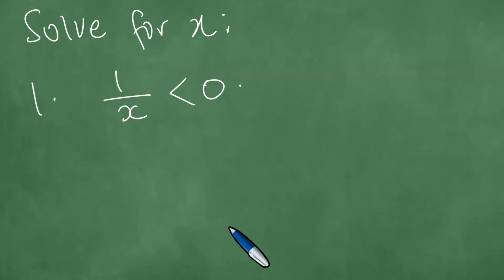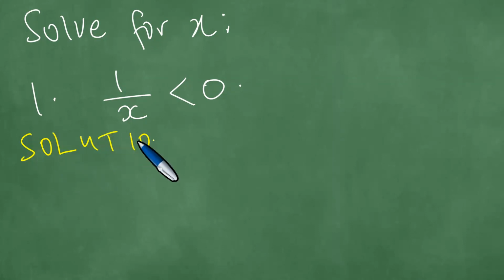Is it too easy? Anyone, please? So X is less than zero. How did you get the answer there, Tando? The critical values. So the critical value at this point is what? It is zero. So that's correct. You're right.